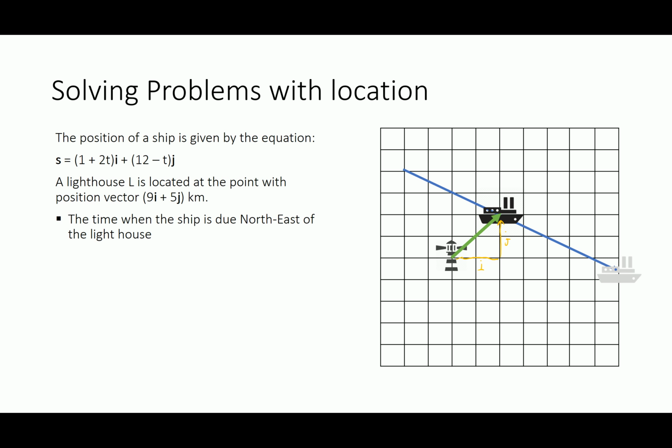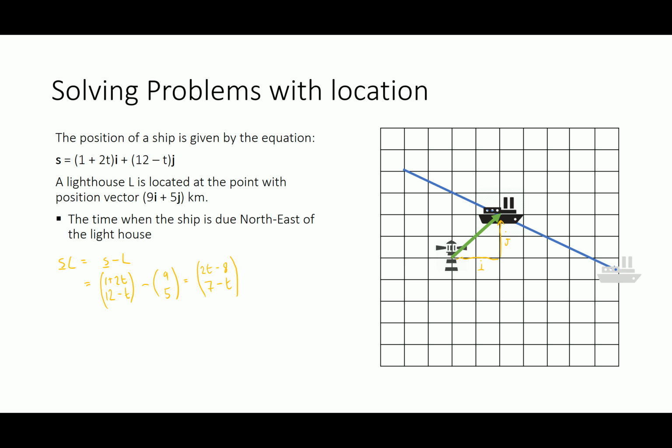Well, the relative displacement between the ship and the lighthouse is going to be found by doing ship subtract lighthouse, which will be 1 plus 2t, and 12 minus t, subtract the point 9, 5, which gives me 2t minus 8 and 7 minus t. And as I say, this relative displacement, when one thing is northeast of the other, means that the I component and the j component must be equal.